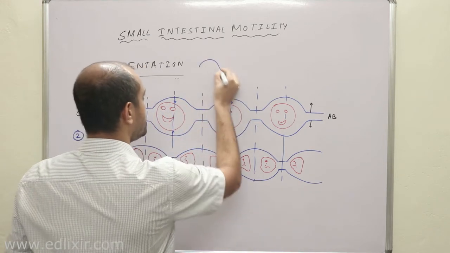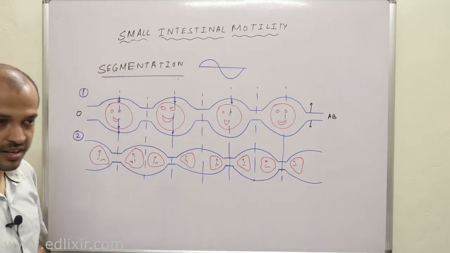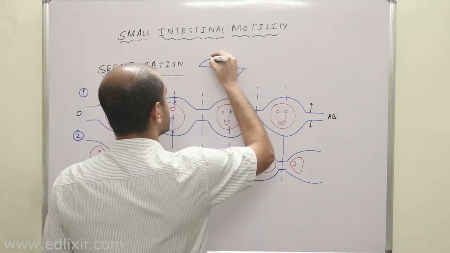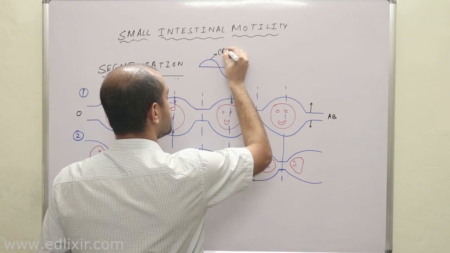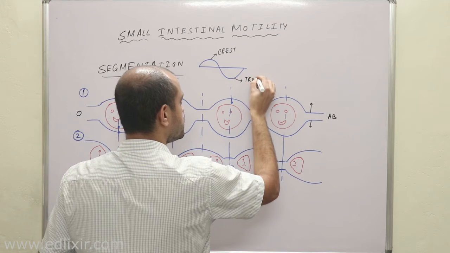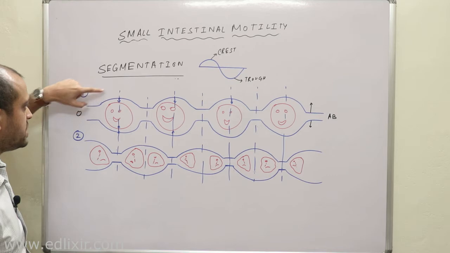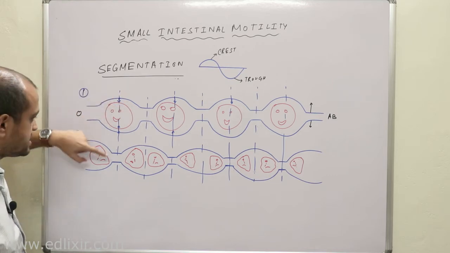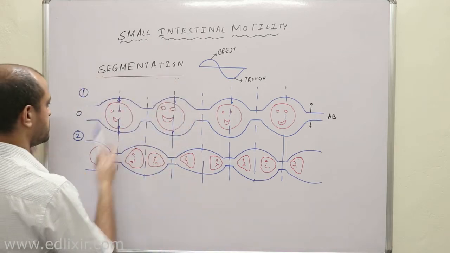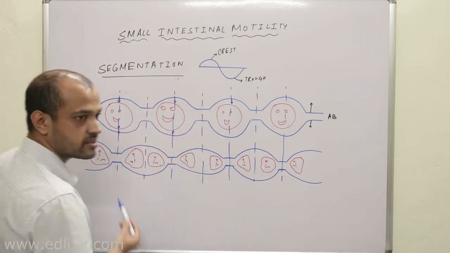In a wave, there are crests and troughs, right? This is the crest, and in this wave, this is the trough, right? Now listen with all your attention. In segmentation, when there was a crest, in the next diagram this becomes a trough. That's it. Clear? That means this was the peak, the crest, in the first diagram, but in the next diagram this is actually the trough. Okay?